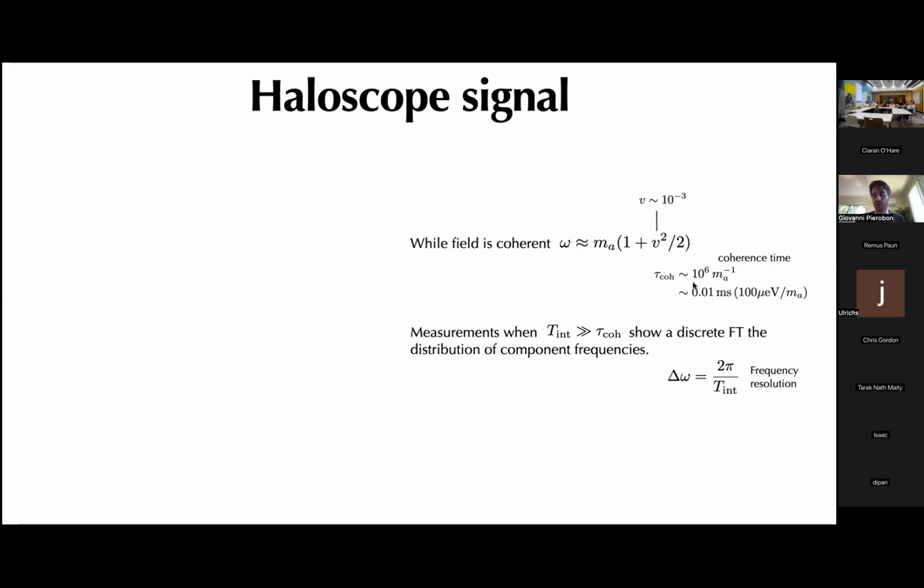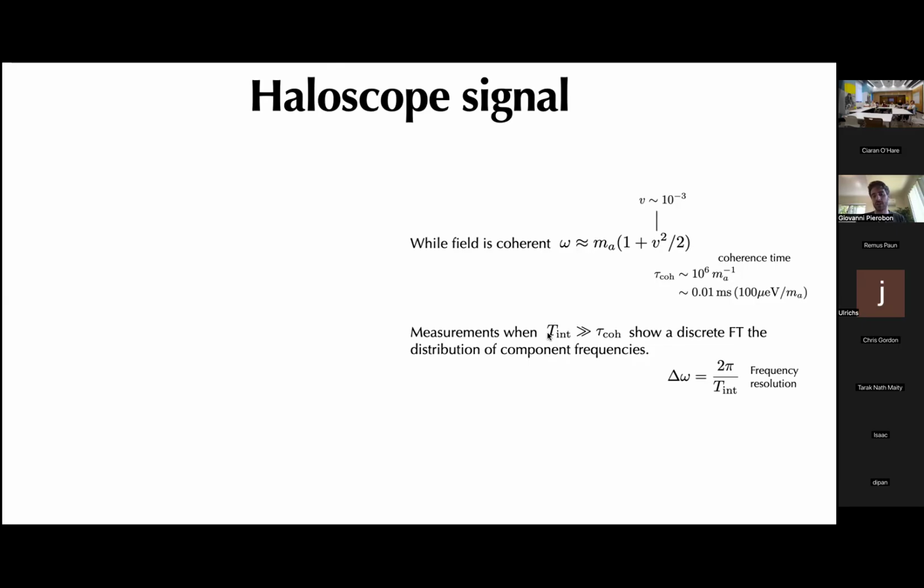But if you integrate for times longer than this coherence time, then you should start to see the dependence on the velocity appearing. And the coherence time, I want to also point out, is a very small time for a typical axion mass. So usually experiments within a second are already in a regime where they can start to see the deviation from this monochromatic signal to whatever the line shape looks like.